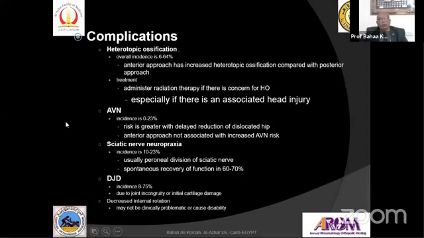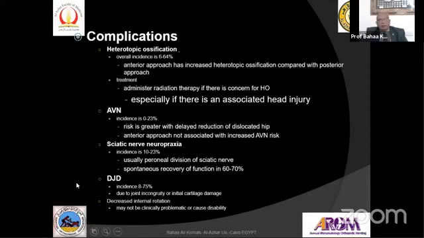Avascular necrosis, and the incidence is up to 23%. The risk is greater with delayed reduction of the dislocated hip. The anterior approach is not associated with increased avascular necrosis risk. About sciatic nerve neuropraxia, the incidence is from 10 to 23%, usually the peroneal division of the sciatic nerve, with spontaneous recovery of the function up to 70% in some literature.